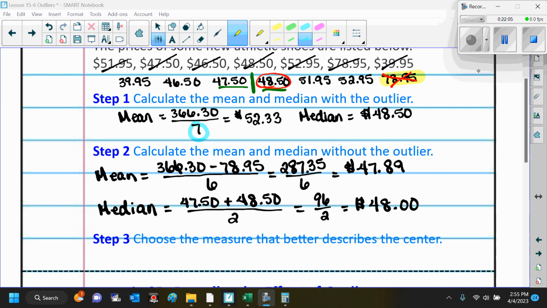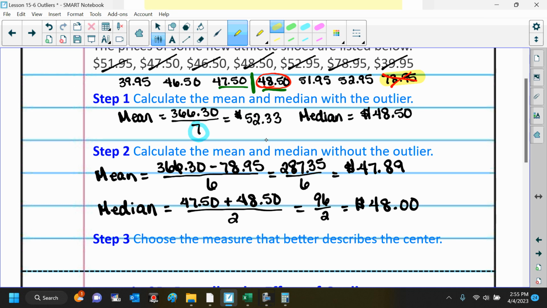All right, so the way we decide this is we want to see how does it change the least, okay? So we're looking at the mean. First, we're looking at the mean. So the mean with the outlier was $52.33. The mean without the outlier was $47.89. Does everybody see that it came down significantly, okay? So that outlier changed that number quite a bit, right?